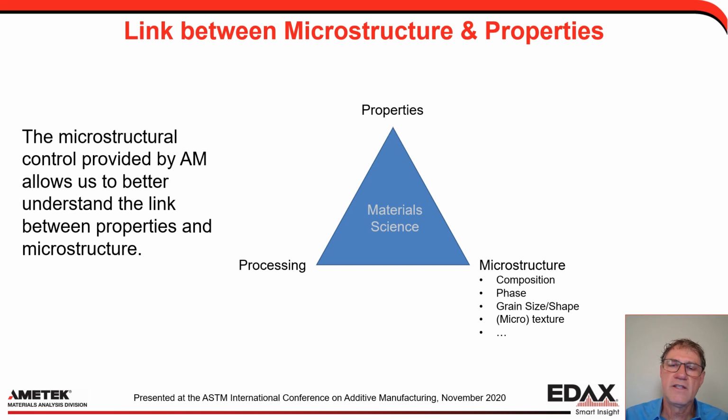So as materials scientists, we like this triangle of trying to link properties, processing, and microstructure together. This is kind of what we do. And the nice thing about additive manufacturing is we have more control over the microstructure than we've ever had before. And this then allows us to better understand the effect of processing on properties.